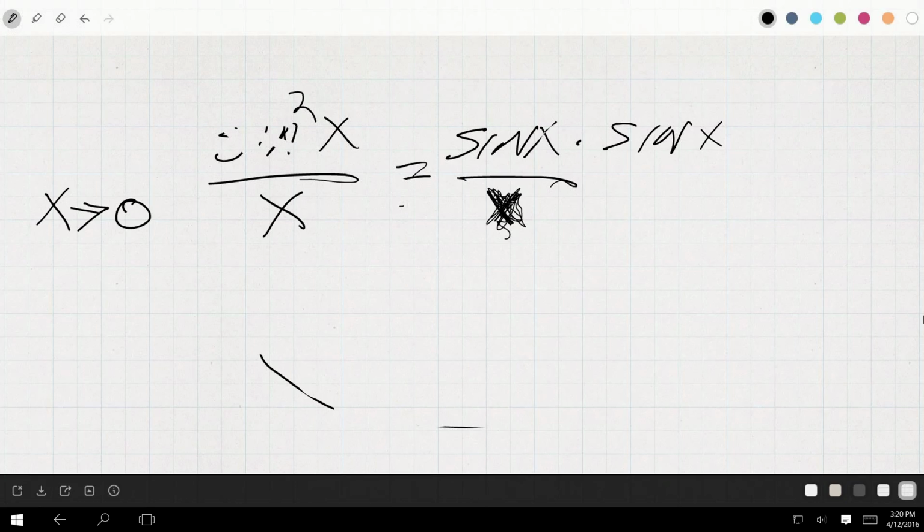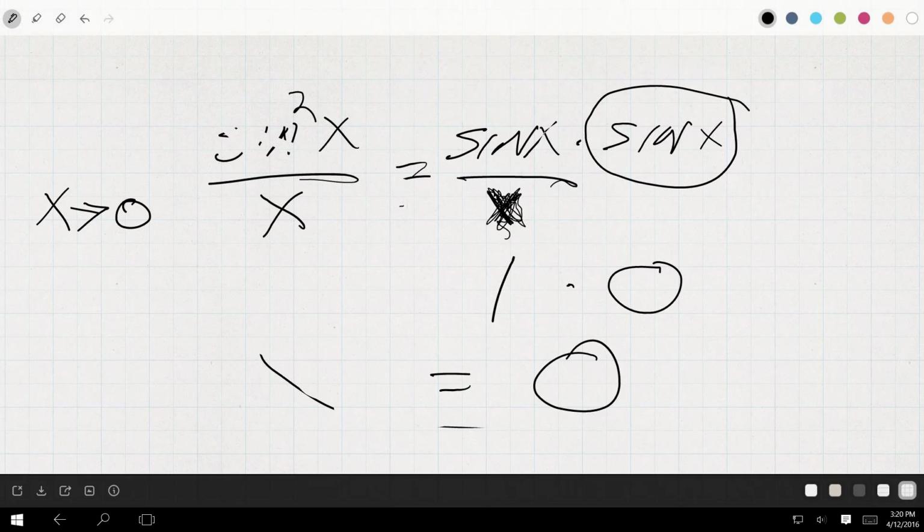So again, I haven't changed it, but I have converted it into something where we know what the sine of x over x does. That is just 1. And what does the other factor do as x goes to 0? That'd just be the sine of 0, which is also 1? No, sine of 0 is 0. So this limit is 0.